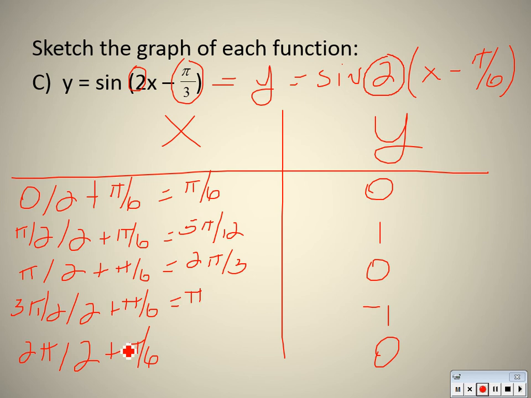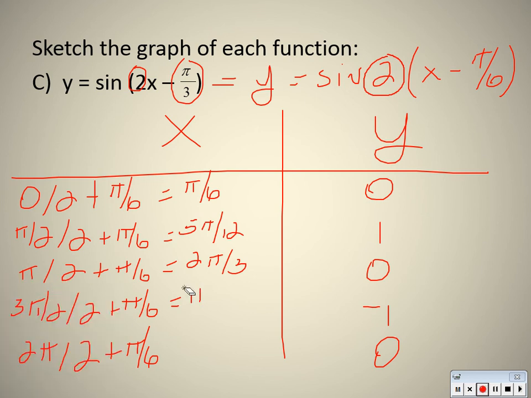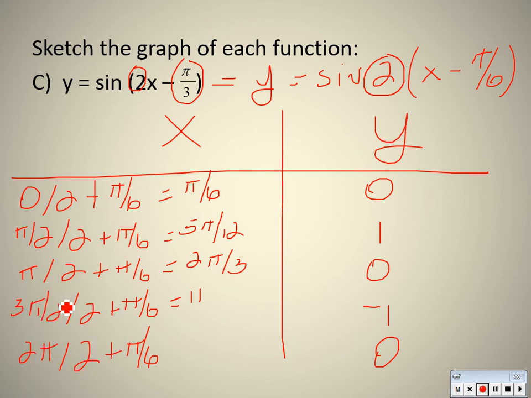Whoops, let me erase that. So this would be 11 pi over 12. And then finally, here I have 2 pi divided by 2 is pi, plus pi over 6 would be 7 pi over 6. So now I have my tables, now I can make my graph.